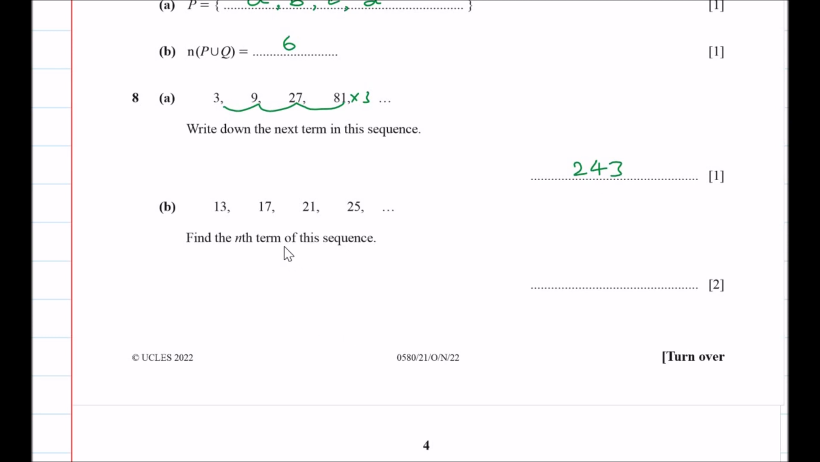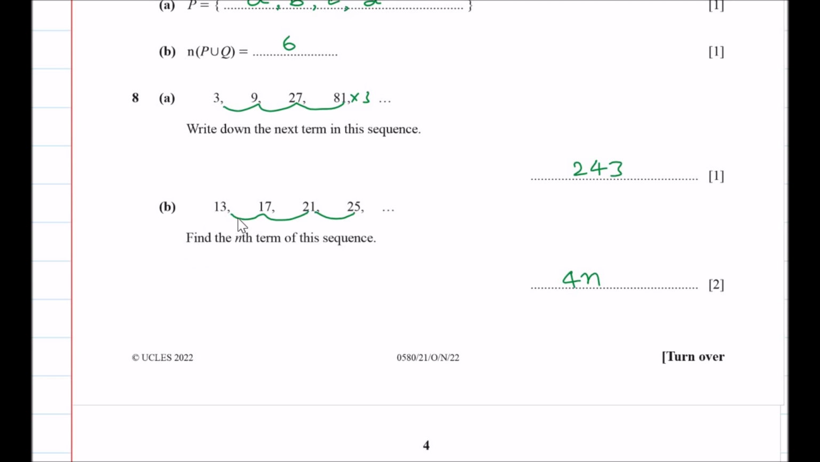Now part B. 13, 17, 21, 25. If you observe here, we are adding 4 every time to get the next term. So adding 4, so we'll write 4n.